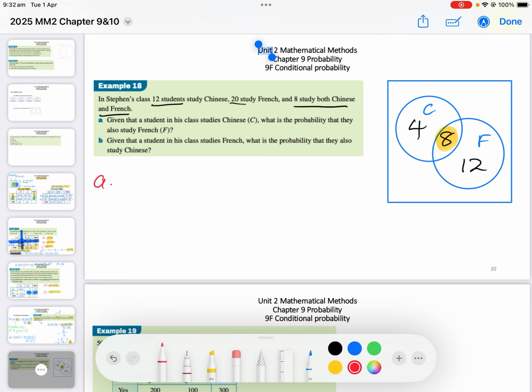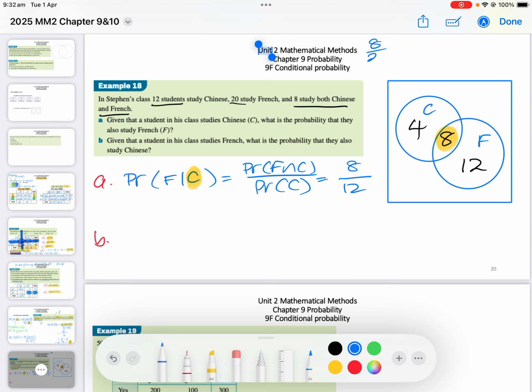So let's answer our questions. Given that a student studies Chinese, what's the probability they also study French? So that's intersection over that last one. So that's 8 over, and Chinese was 12. Look, we don't need to do, if we did 8 out of 20 divided by 12 out of 20, it becomes 8 out of 20 times by 20 out of 12. And these cancel, and they always do. So when you do the probability of your French and Chinese, you can just do it as a whole number.